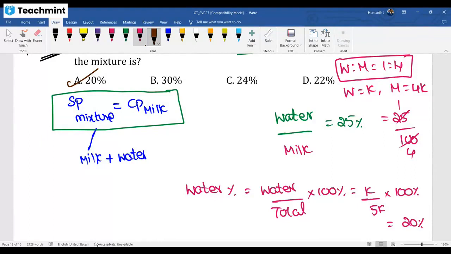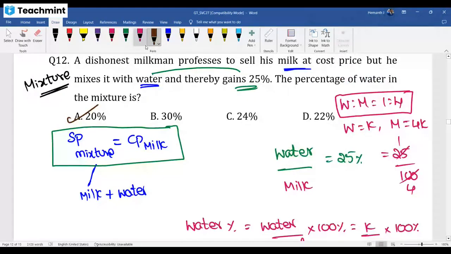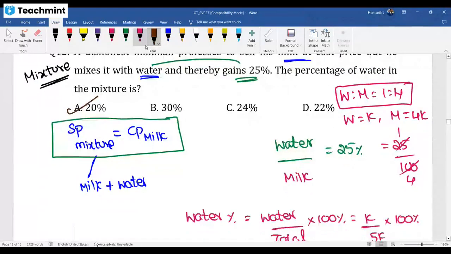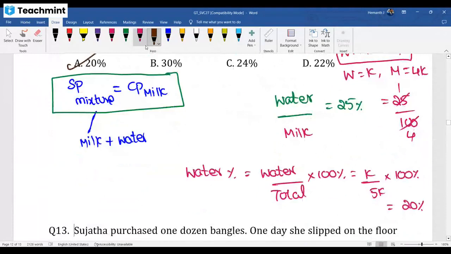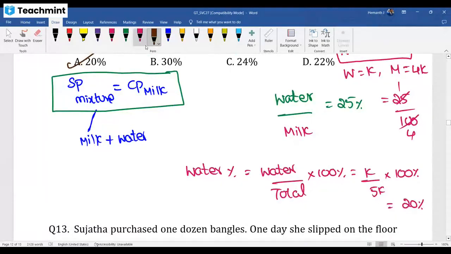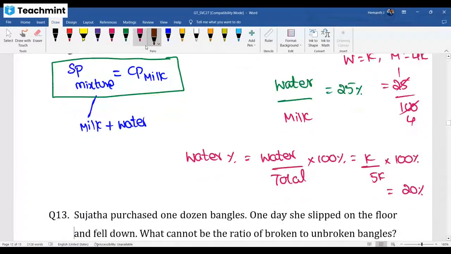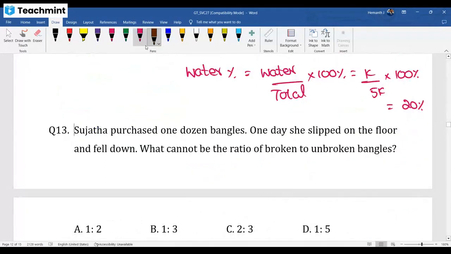You are getting gain because water is added to the milk. So water out of milk is 25%. 25% is 25 divided by 100, it's nothing but 1/4 part. Water is 1 part, milk is 4 parts. So total will be 5 parts. 1 out of 5 is the answer. Right? These are all difficult questions. Now see the next question, a very easy one.